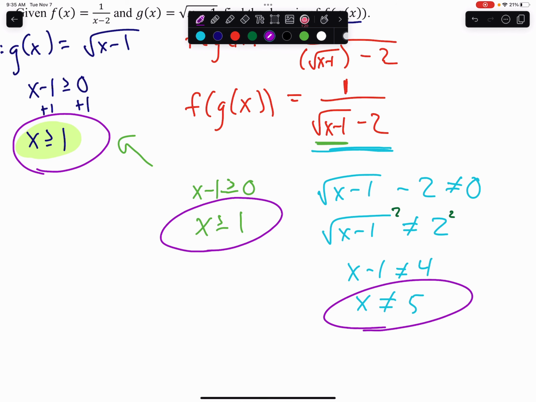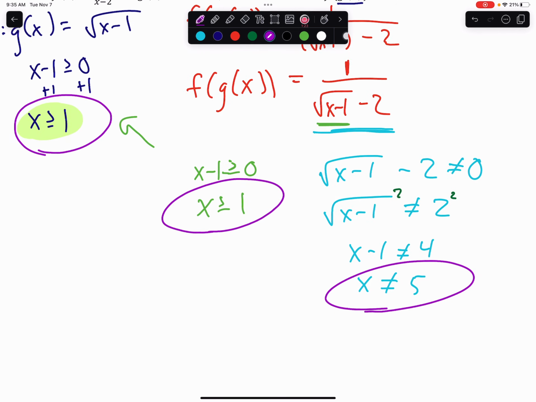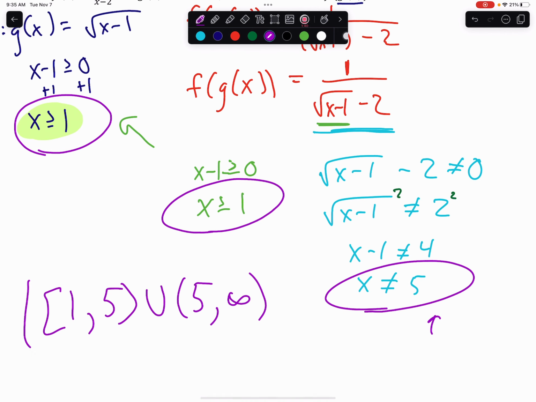So there's a couple ways of writing this. We could write in interval notation. So x has to be greater than or equal to 1. It can equal 1, so we use a bracket. And then it doesn't go to infinity because it can't equal 5. So go to 5 with parentheses. And then I'll pick up right after 5 again to infinity. That's one way you could write this.